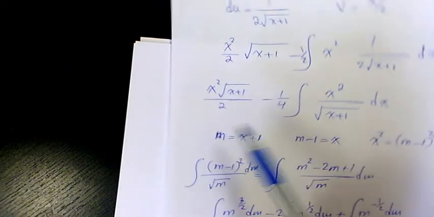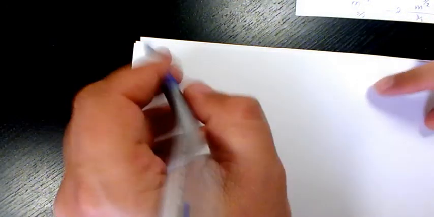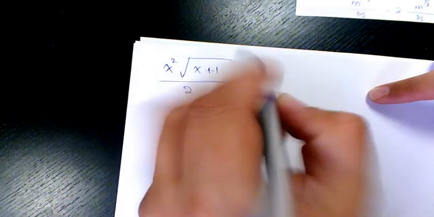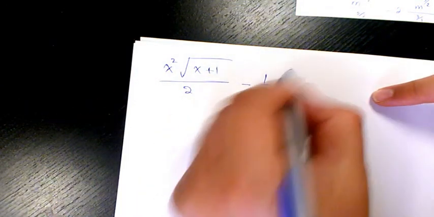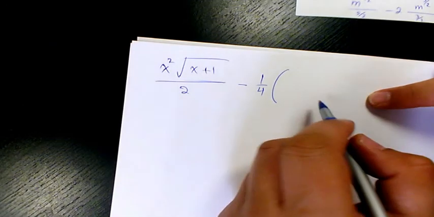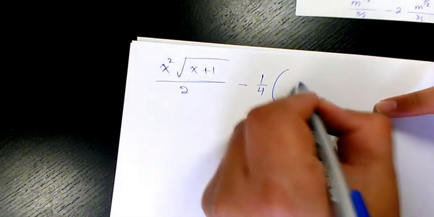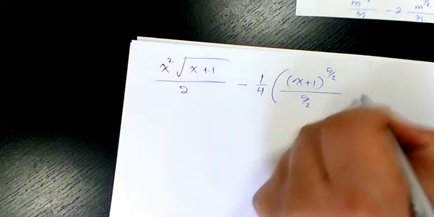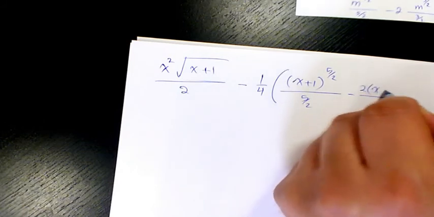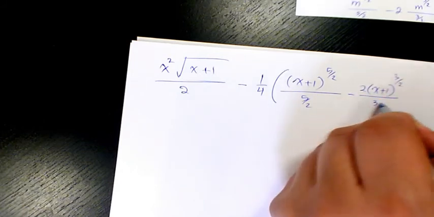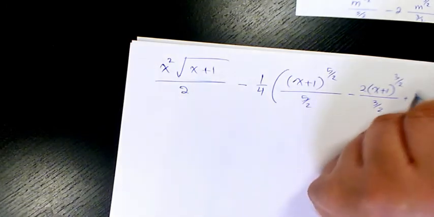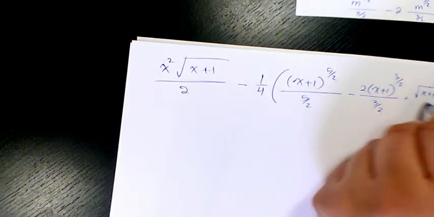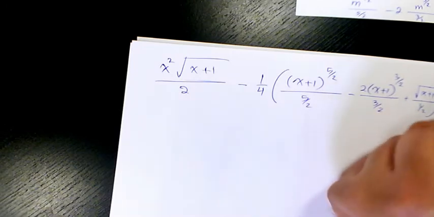So then we can say we already had this part as well. So I'm going to say the answer to this question is going to be x squared root x plus 1 over 2 minus 1 over 4. m is x plus 1, so x plus 1 to the power of 5 over 2 divided by 5 over 2, minus 2 times x plus 1 to the power of 3 over 2 divided by 3 over 2, plus root x plus 1 divided by 1 over 2, plus a constant number.